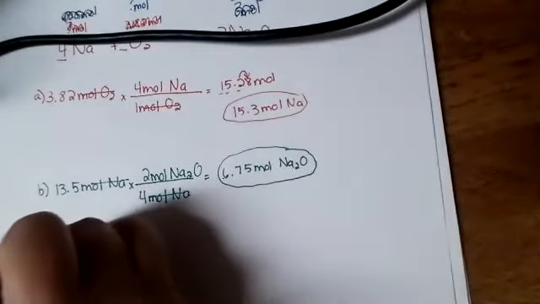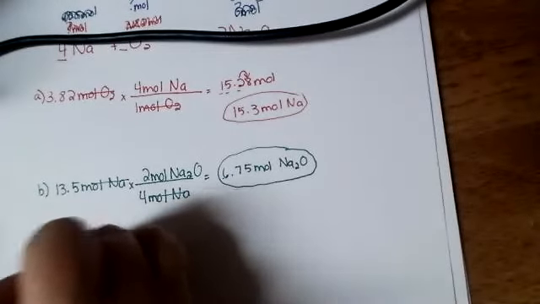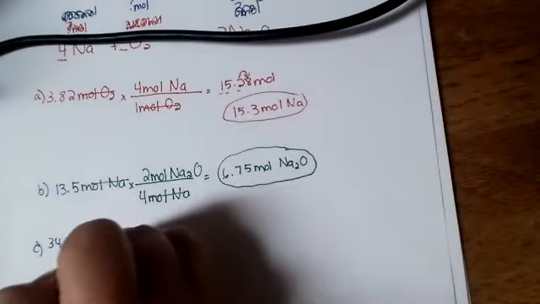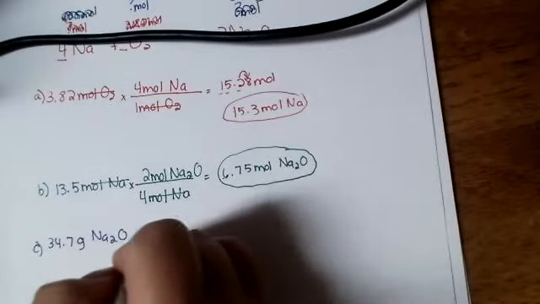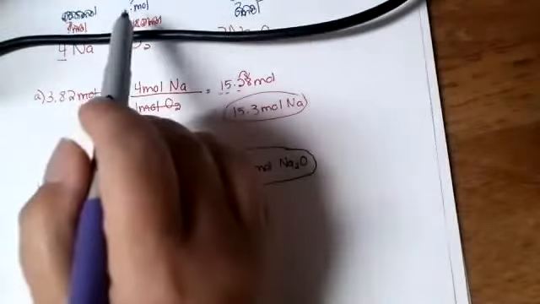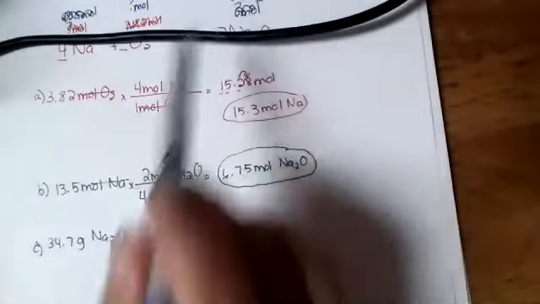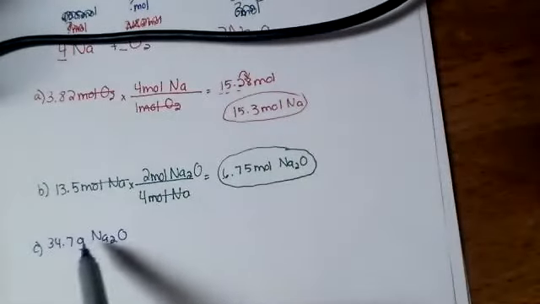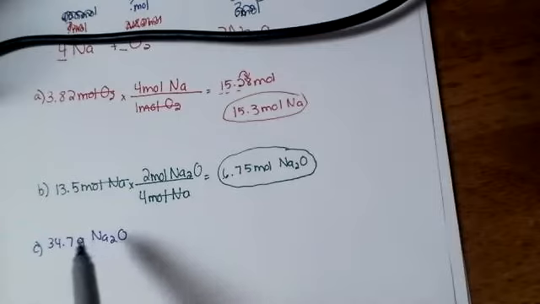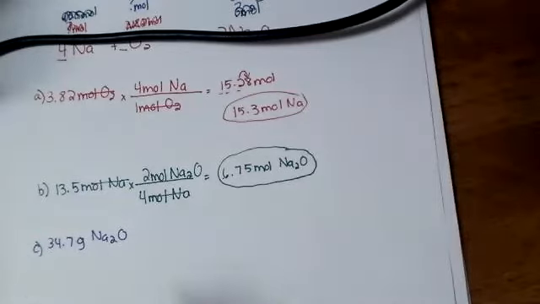So we have 34.7 grams of Na2O, and I'm trying to get to moles of O2. But I can't do my mole to mole ratio because I'm left with grams. So how do I convert grams to moles?